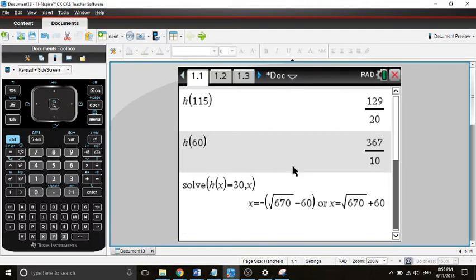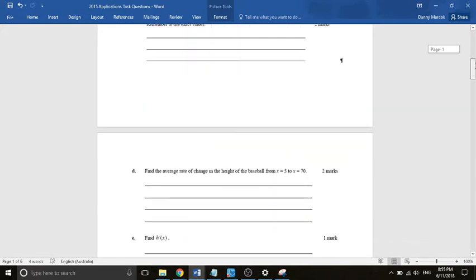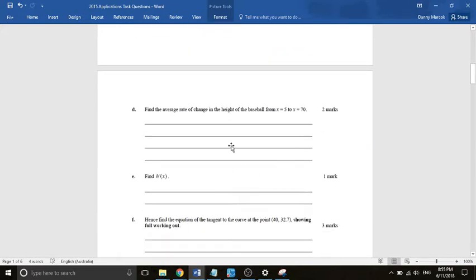Okay, next question. Remember to use exact values. Will you be writing that down? Find the average rate of change from 5 to 70.